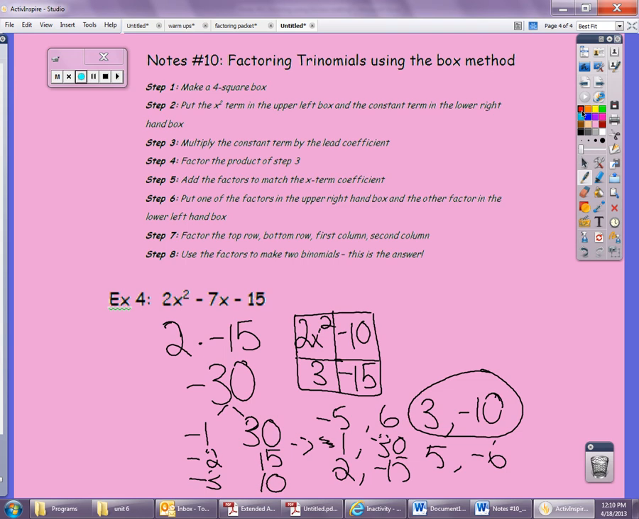Step 7, factor the top row, bottom row, first column, and second column. We need to put x's in the 3 and 10. What do 2x squared and negative 10x have in common? They have 2x in common. These have 3. What do these have in common? They have 3 in common.